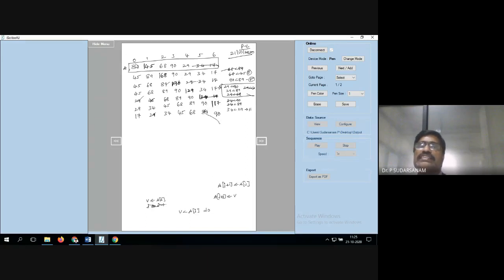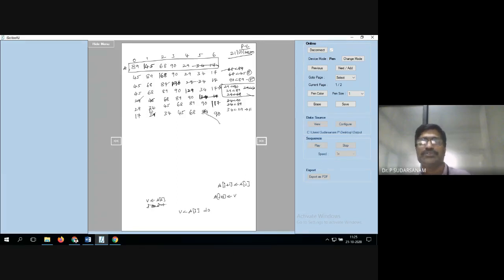Because i is in the loop, don't touch the i element. j is the variable taken for moving purposes, so that element you take here. No need to take one more variable. A of j plus 1 means this location, so that location is equal to a of j, which is nothing but the 90. 90 is moved to the next location. Next, compare 17 with 89: 17 is less than 89. Like this you compare until the condition becomes false.